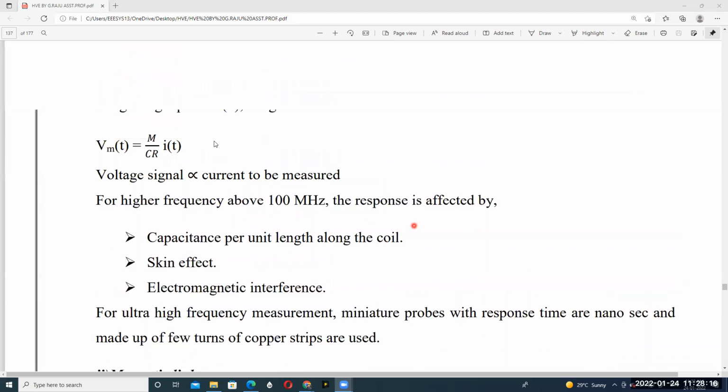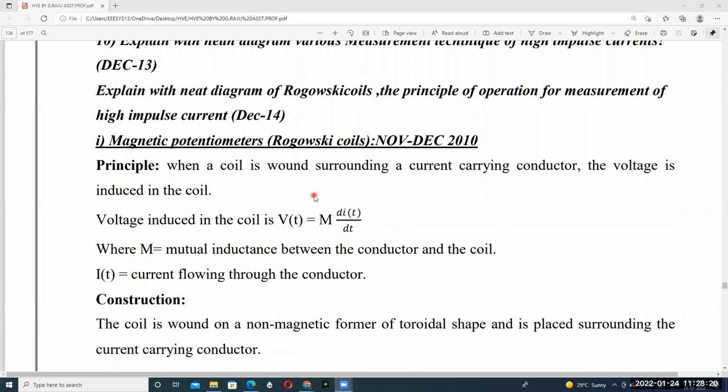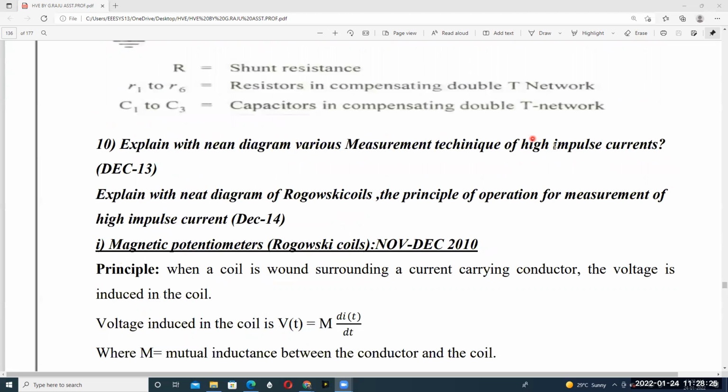So this is the working principle of the Rogowski coil for measurement of high impulse current.